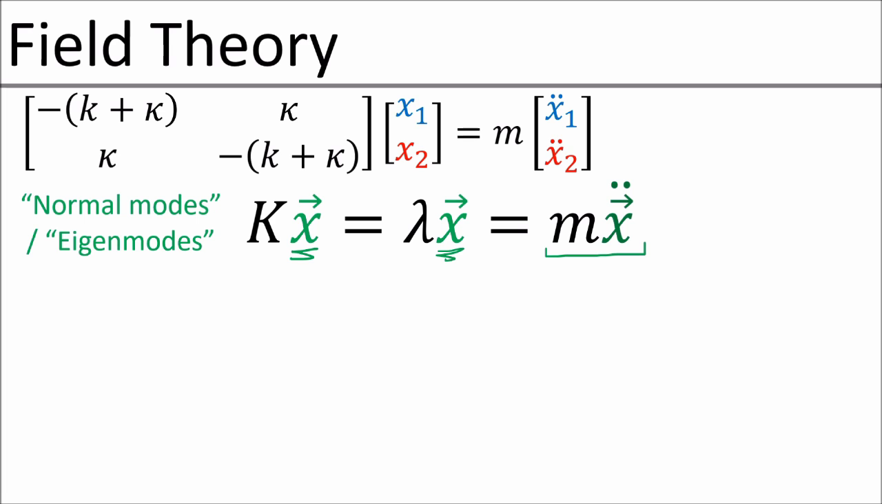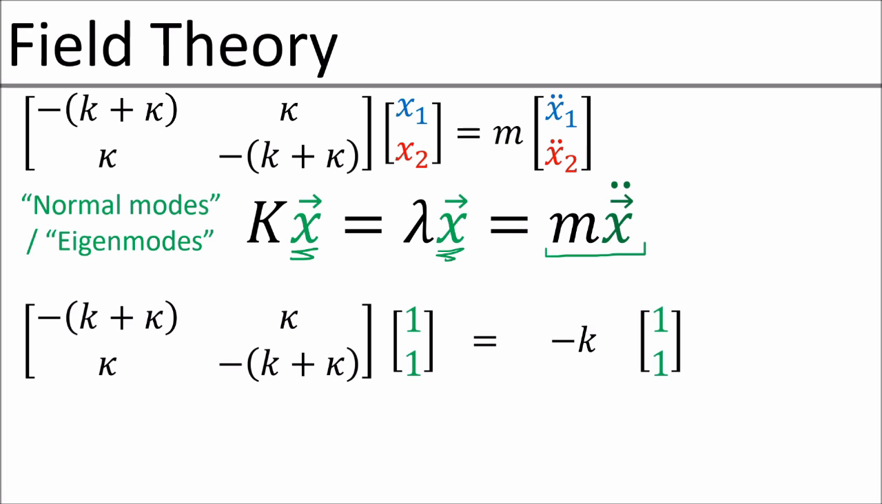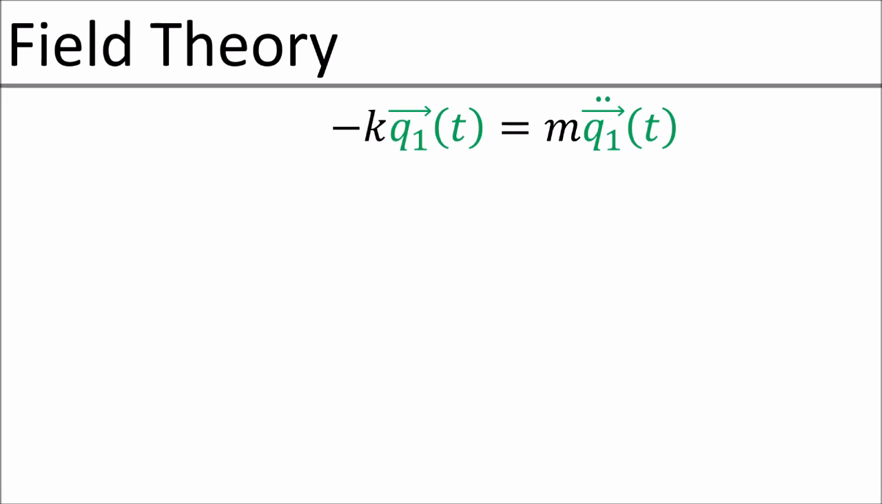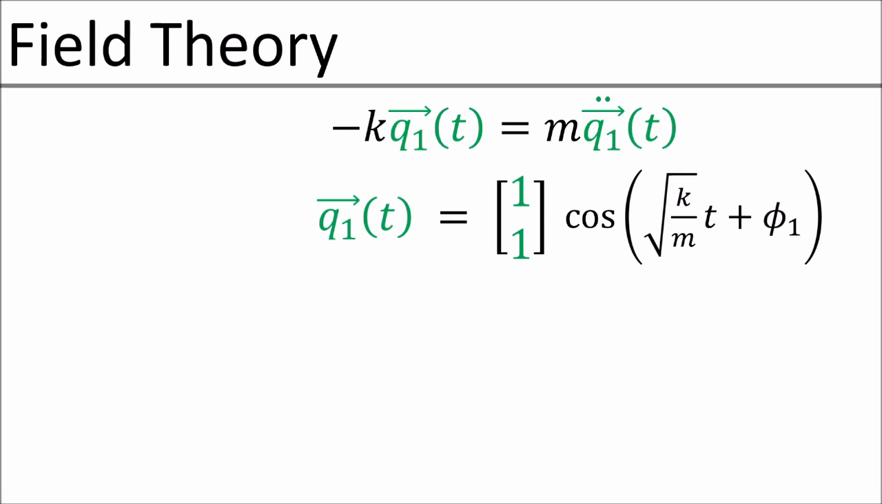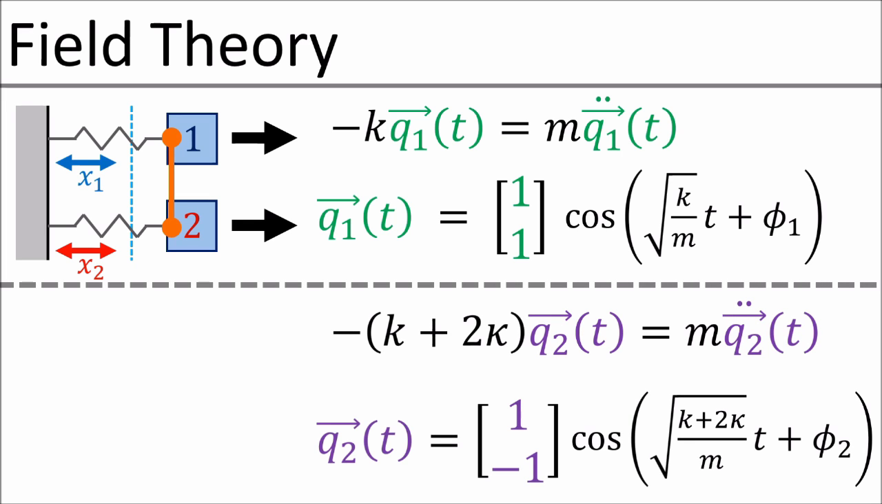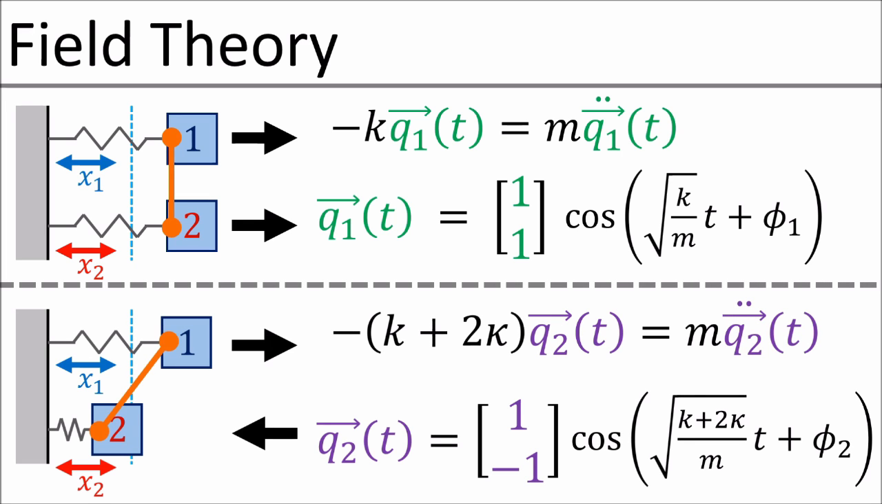These solutions are called normal modes, or eigenmodes. The first eigenvector is 1, 1, with an eigenvalue of negative k, and the second eigenvector is 1, negative 1, with an eigenvalue of negative k plus 2 kappa. The first eigenvector gives a normal mode solution where the two masses move together. The second eigenvector gives a normal mode solution where the two masses move in opposite ways. Note how the eigenvalues correspond to the solution frequencies.